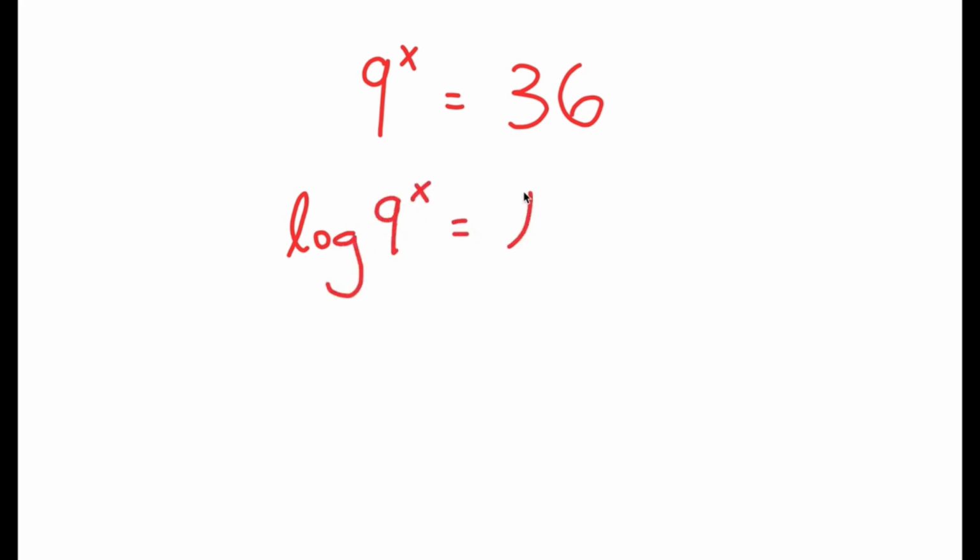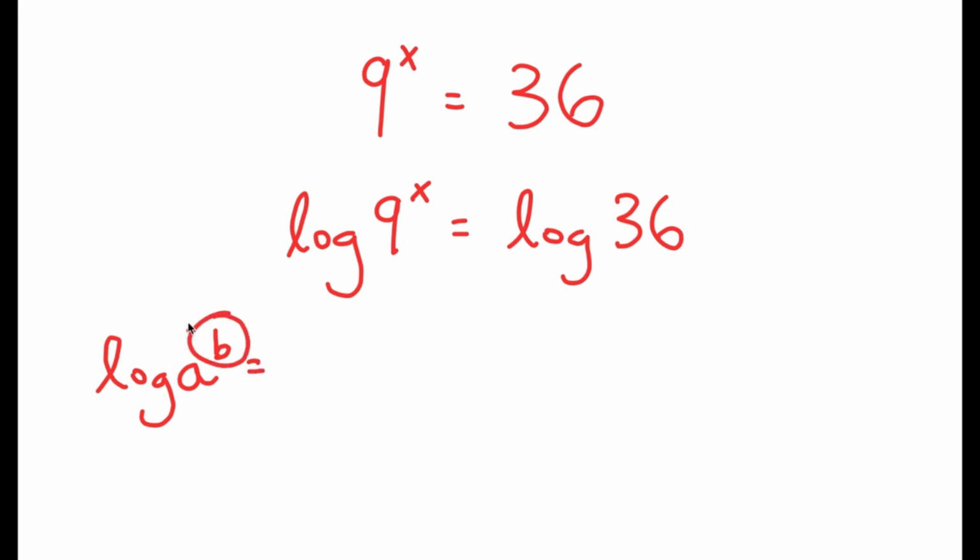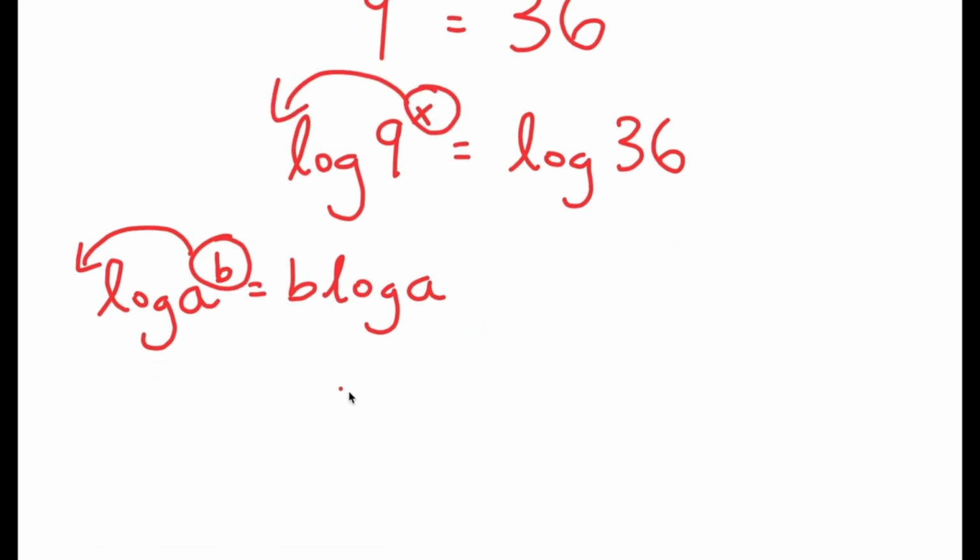Alright, so in this video, I'm going to solve the equation 9 to the power of x is equal to 36. To solve this equation, I'm going to first start by taking the log on both sides. So I get log of 9 to the power of x is equal to log of 36. Now, if I have something in the form log a to the power of b, I can move this exponent b to the front, so this turns into b times log a. In this case, I have log 9 to the power of x, and I can move x to the front, so I get x times log 9 is equal to log 36.